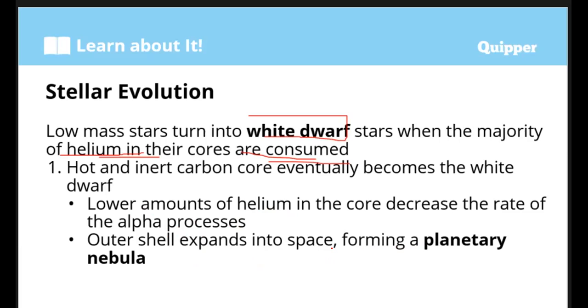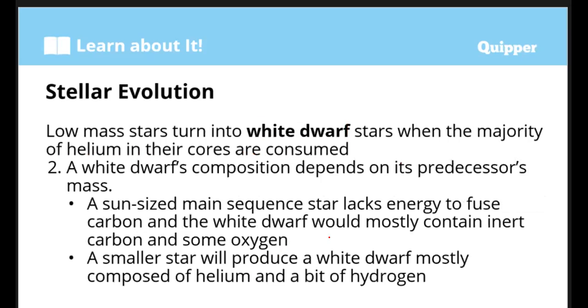So, as the red giant, or as the helium that is being consumed, is converted into carbon, that particular inert carbon is becoming a white dwarf star. And the lower amounts of helium in the core, in the inert carbon, will also decrease the alpha processes. And the white dwarf's composition depends on its predecessor's mass.